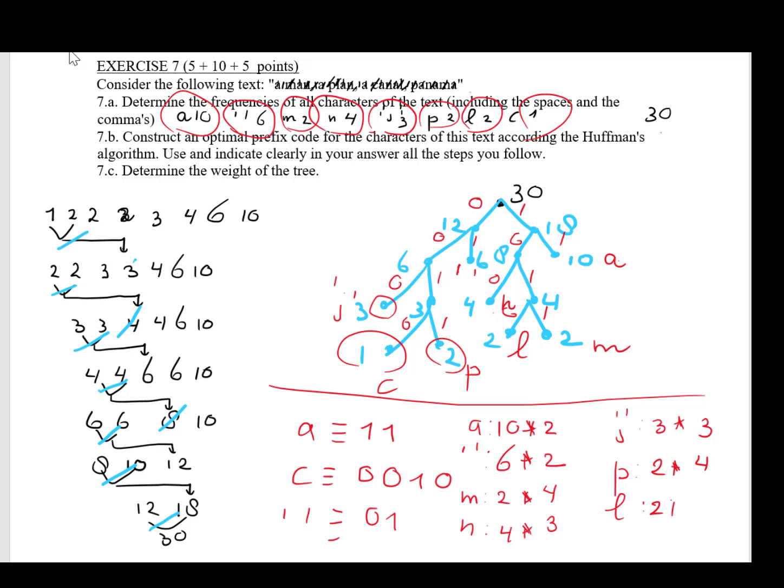L, 2 times 4, and then the last one, the C, which is 1 time 4. And if we add all of this up, so that would be 20, 32, 40, 52, 61, 69, 77, 81. So the total weight would be 81.